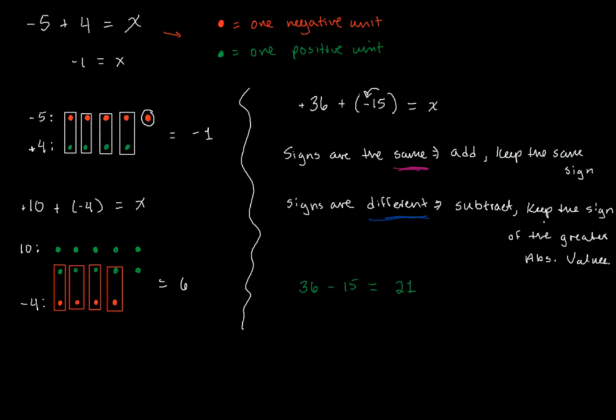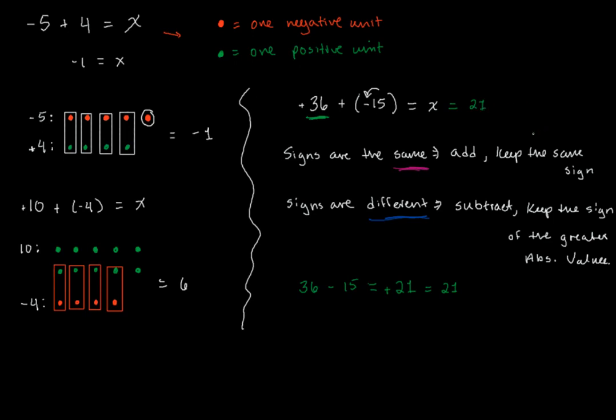And because they want me to keep the sign of the greater absolute value, remember, absolute value means that I'm taking the positive version of whatever number I see, regardless if it's negative or positive. The larger of the two was this 36, absolute value wise. So I'm going to keep my answer the same, or positive 21. Okay. So we know that 36 plus negative 15 is equal to a positive 21.